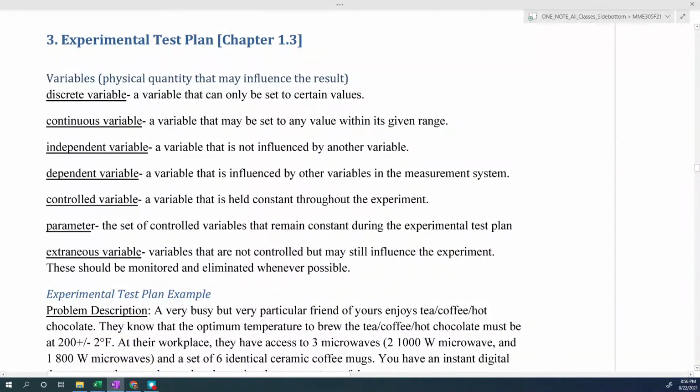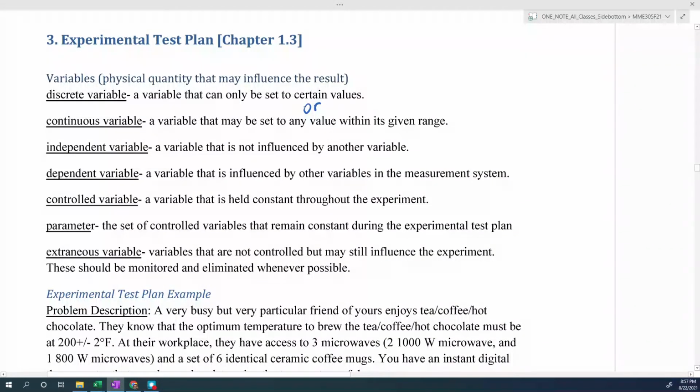A variable can be either discrete or continuous. A discrete variable can only be set to certain values. You can think of a discrete variable as being like yes or no, or a specific setting on a dial. A continuous variable is anything that can be set to any value within a given range. So you have much more control over a continuous variable versus a discrete one.